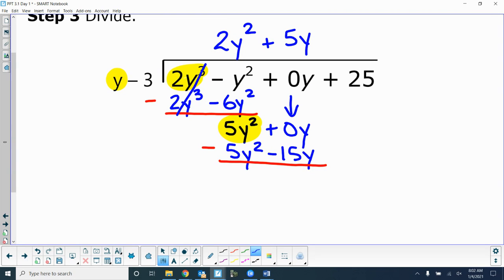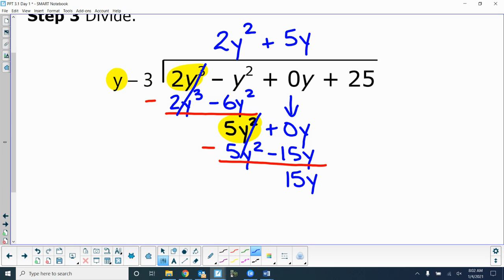What happens to the 5y squared? They cancel. What's 0 minus a negative 15? That would be plus 15, right? So 0 plus 15 would be 15y. Again, see that y showed up. That's why I had to add that 0y in there. So everything lines up for you, all your like terms. Okay?